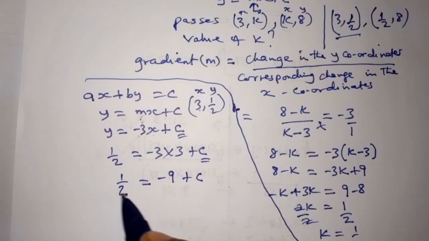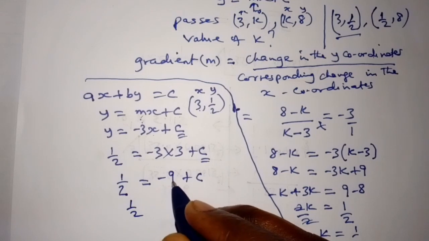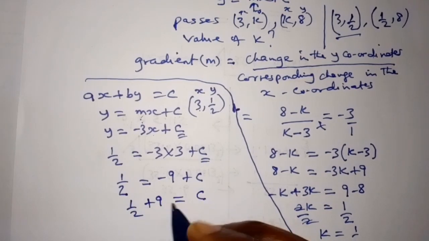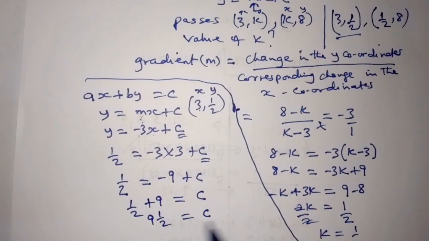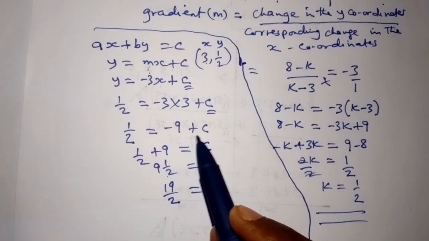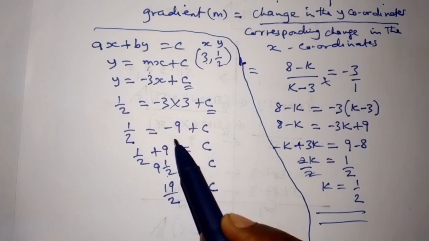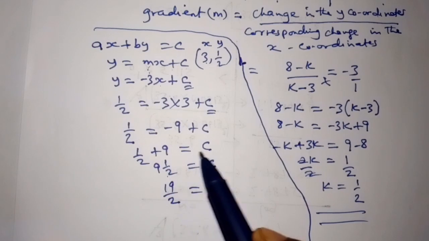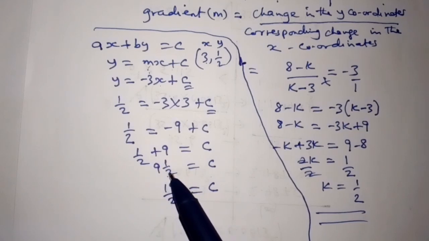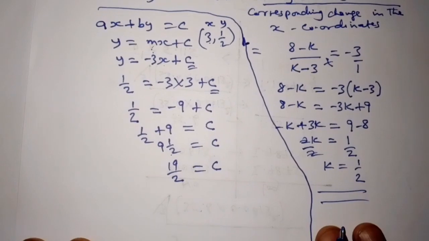We can bring -9 to the other side. When it crosses, it becomes +9, so a half plus 9 is equal to c. 9 plus a half is 9.5. 9 times 2 is 18 plus 1 is 19, over 2. So c is equal to 19 over 2.